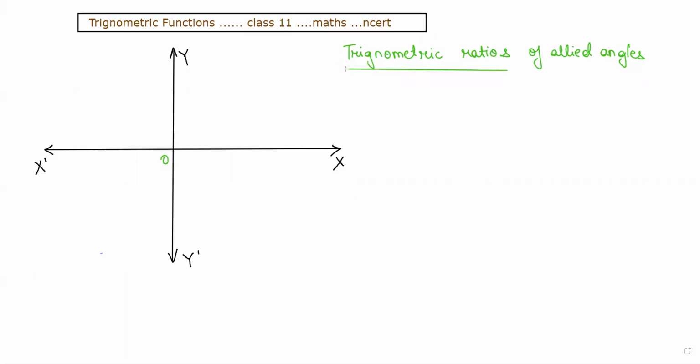Now, we know that the plane is divided into four quadrants: first, second, third and fourth. We represent them by Roman numerals. In the first quadrant, the x value changes from 0 degree or 0 radian to pi by 2. In the second quadrant from pi by 2 to pi, third quadrant pi to 3 pi by 2, fourth quadrant 3 pi by 2 to 2 pi.